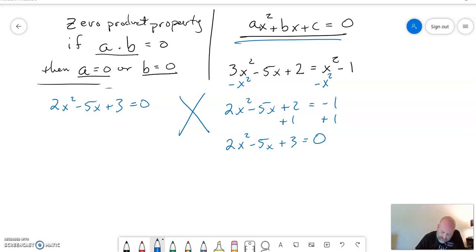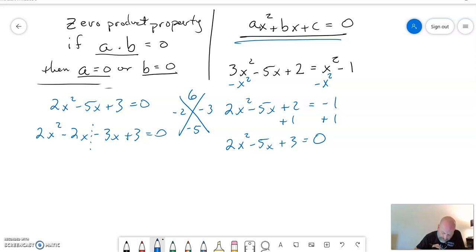We have 2 times 3 is 6, and -5 is our sum. Now, 6 is a positive number, which means I'm either multiplying 2 positives or 2 negatives. Their sum is negative, which means both of them in this case have to be negative, or else I'm not going to get a negative sum. So how about -2 and -3? That's how I'm splitting up the 5: 2x squared minus 2x minus 3x plus 3 equals 0.